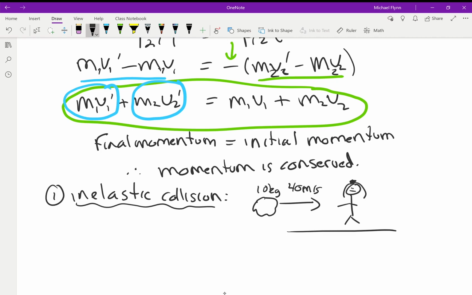She's sitting here, not moving at all. So let's call this M1. She's M2, and her V2 is 0. So that means her initial velocity is 0. Now, let's say there's no friction, so let's say this is slippery. She's not moving right now, but for sure, when that ball of dough sticks to her, she's going to start moving.